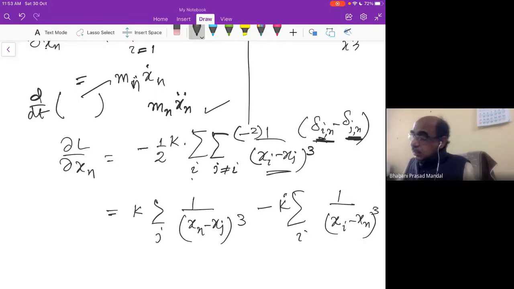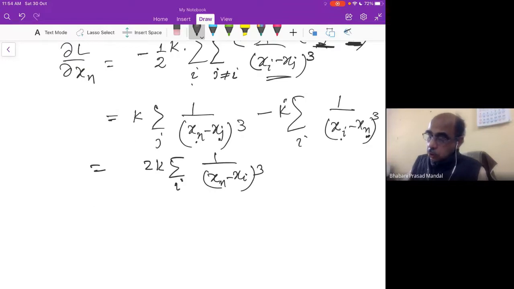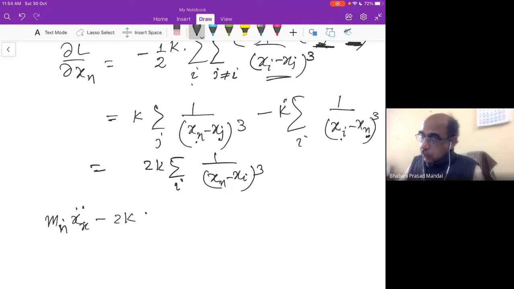But see, this is i minus n, this is n minus j. So this can be combined, this will be plus, so it will be 2k sum over i (x_n minus x_i) whole cube. Okay, so your equation of motion will be m x_n double dot minus 2k sum over i (x_n minus x_i) cube equal to 0.